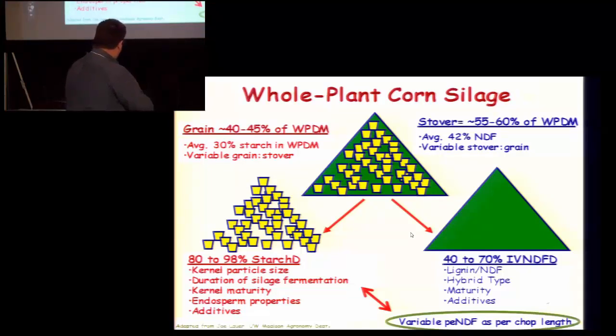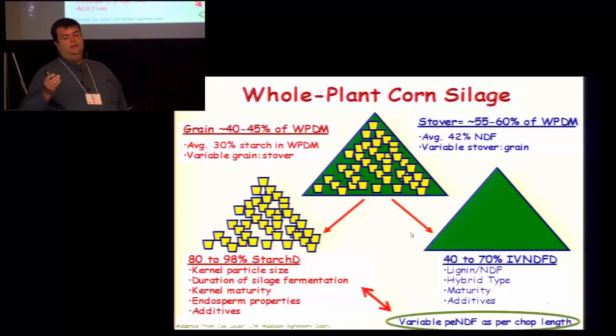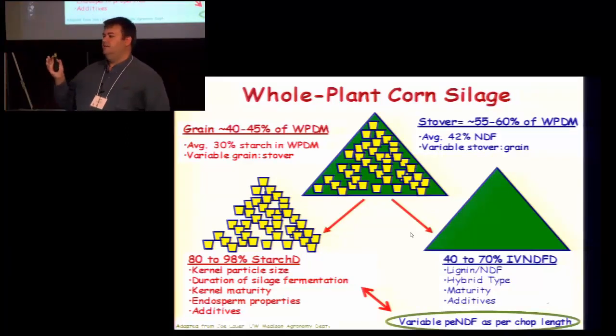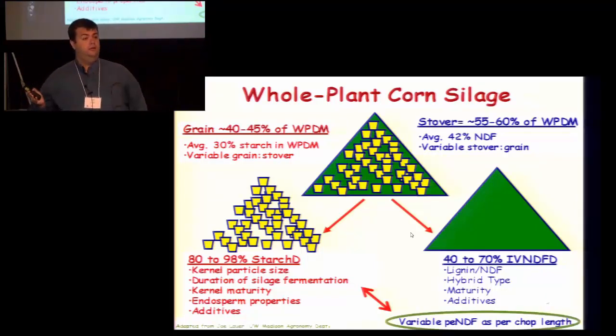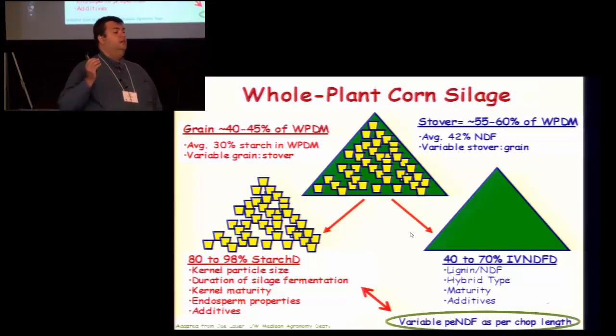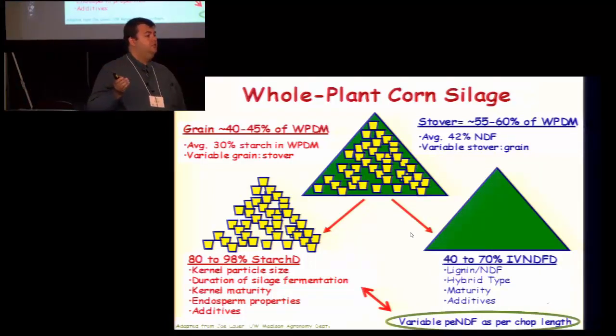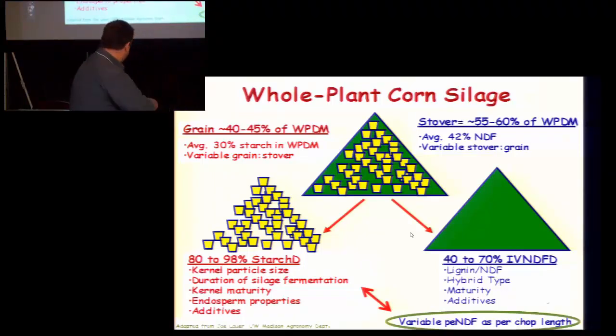After that, we can discuss a little bit of kernel maturity. Okay? That's the natural physiology of the plant. Okay? The corn plant, as it matures, kernel gets harder and harder, consequently it's harder to break, right? In addition to that, as the kernel matures, there is accumulation of that prolamine protein I mentioned, makes the starch harder to be digested. Okay?